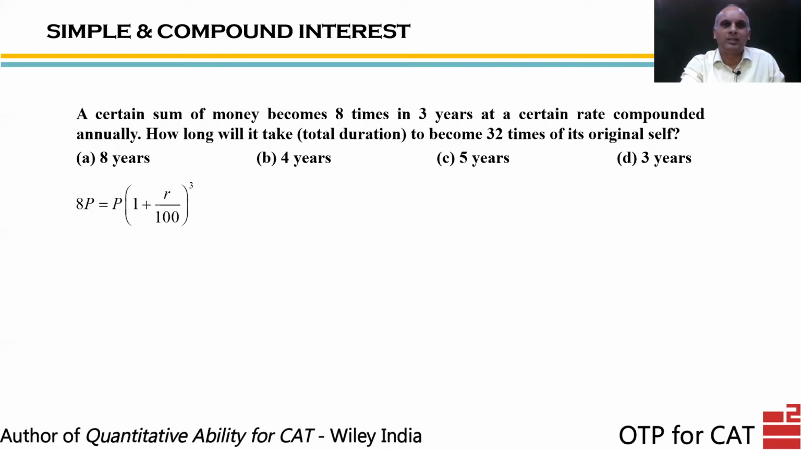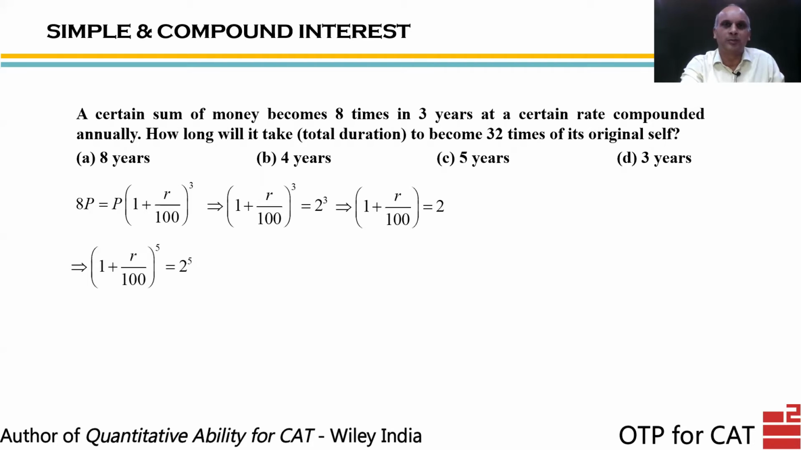Our basic formula is the same. Amount is P into (1 plus R percent) to the power T. That gives me this equation, and we cancel P, we get this. Now cancelling the cube on both sides, we get this. That is, 1 plus R percent is equal to 2.